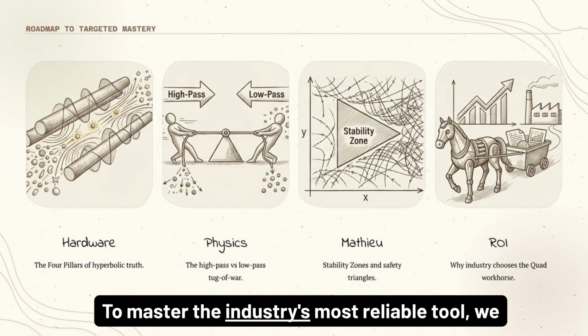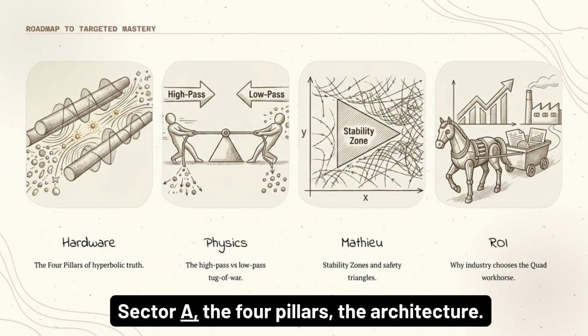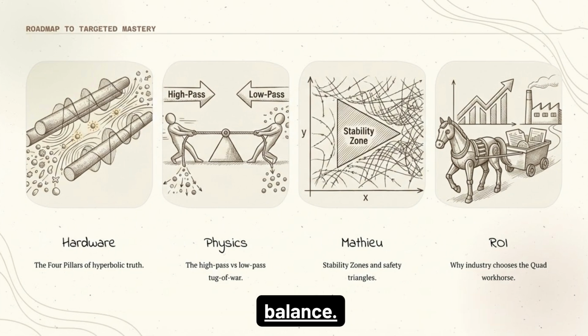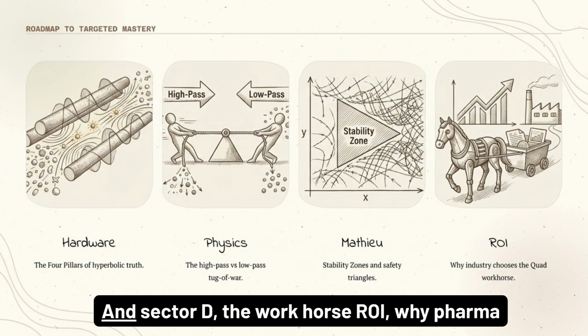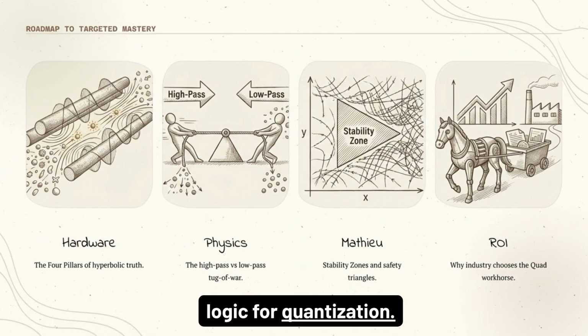To master the industry's most reliable tool, we navigate four strategic sectors. Sector A, the four pillars, the architecture. Sector B, the RF/DC tug-of-war, the physics of balance. Sector C, stability logic, why ions fail. And Sector D, the workhorse ROI, why pharma and environmental labs on Earth rely on this logic for quantitation.